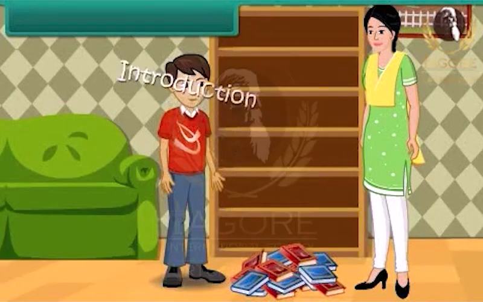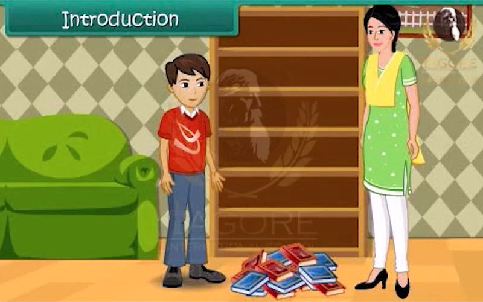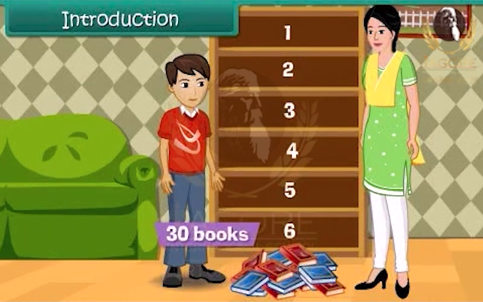Introduction. Look at this bookshelf. There are 6 sections in the bookshelf. Ram's mother asked him to arrange 30 books in the shelf with each section containing an equal number of books. Now how is Ram going to do the work?